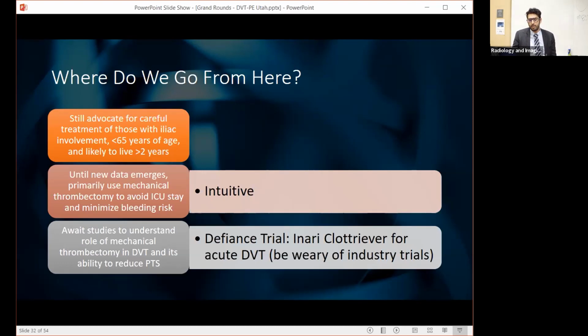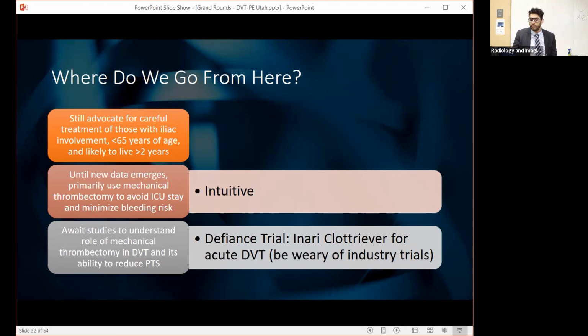To me, that seems a little bit more intuitive in the clot. The clot, again, as we mentioned, could be subacute or chronic. But we're still awaiting studies to really understand the role of mechanical thrombectomy in DVT and the ability to reduce PTS. Just because thrombolysis shows one thing doesn't mean thrombectomy is going to show another thing. They're two very inherently different mechanisms of treatment.